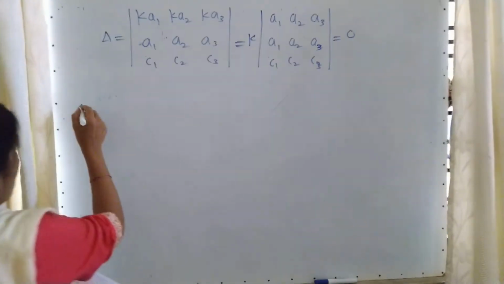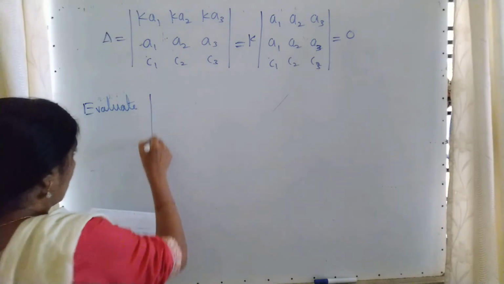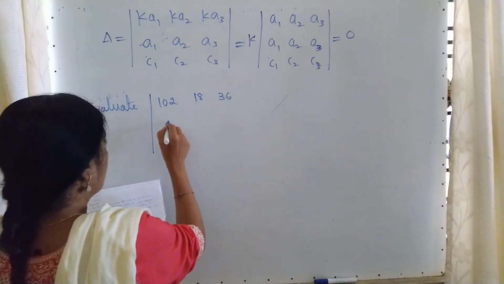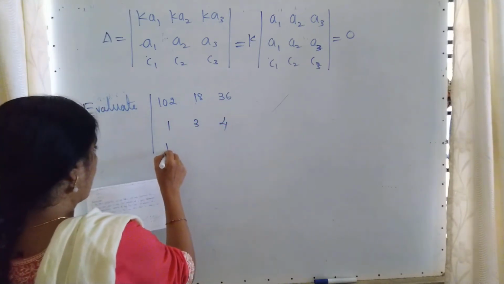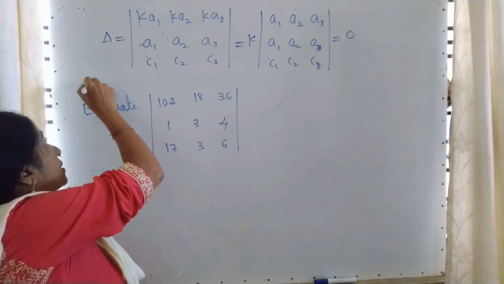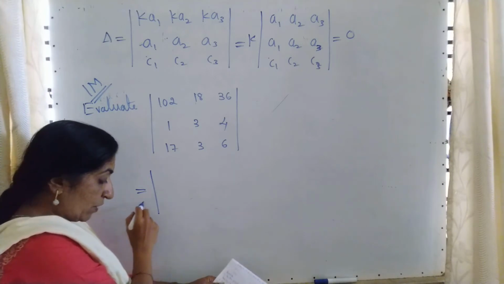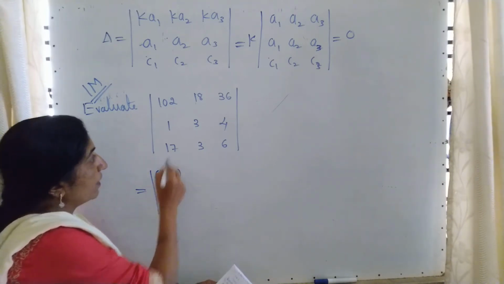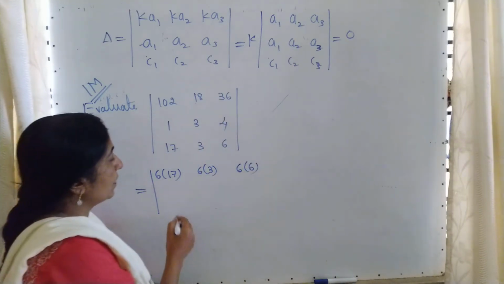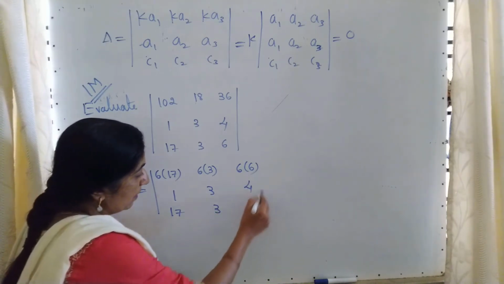Now I am giving you one example here. Above is a general concept. Now I am giving you an example. See how you are solving this example, and this question is for 1 mark in part A. So here 102, how do you split 102? It is 6 into 17. 18 is 6 into 3. 36 is 6 into 6. 1, 3, 4, and the third row 17, 3, 6 as it is.